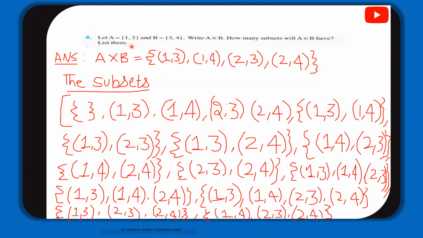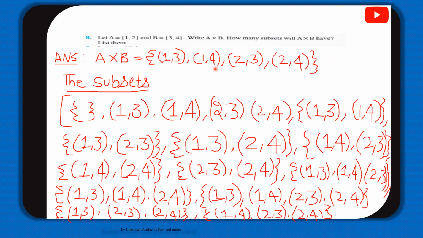Let capital A be equal to {1, 2} and B be equal to {3, 4}. Write A × B. So A × B is (1,3), (1,4), (2,3), (2,4). Okay, the Cartesian product A × B is defined as the set of all ordered pairs (a, b), where small a belongs to capital A, small b belongs to capital B. A × B has 4 elements.